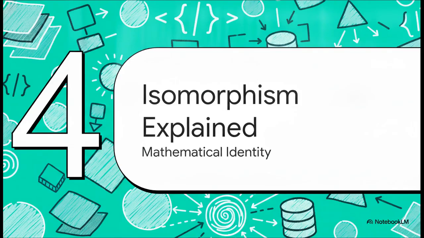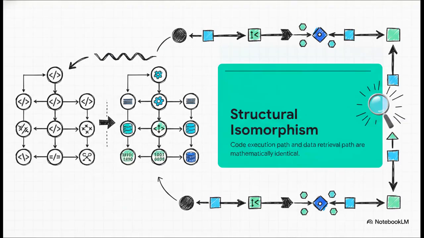All right, part 4, structural isomorphism explained. Okay, we're going to take a slightly deeper dive here, but it builds perfectly on what we just covered. The crucial point here is this concept of structural isomorphism. In plain English, it means that the shape of your program and the shape of your data are the exact same thing. Because the instructions are executed through the exact same structure where the data is stored, the code's execution path and the data's retrieval path become mathematically identical. And the payoff is that this completely eliminates the overhead of serializing data to send it between separate runtime nodes.